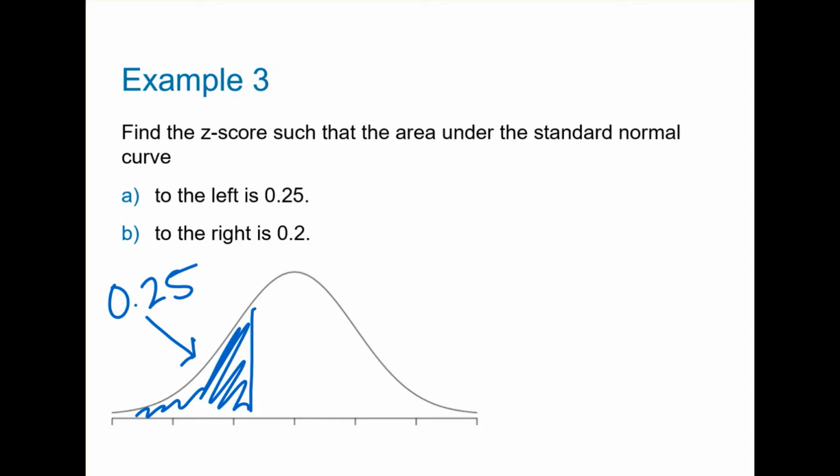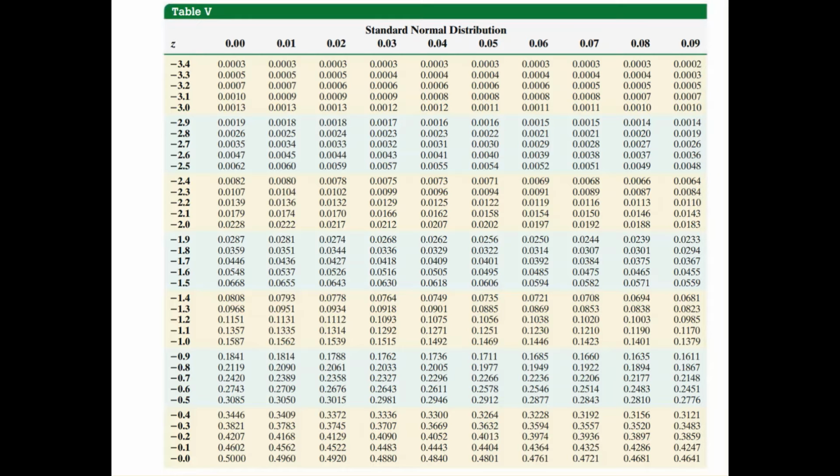So we know that the area to the left of a certain z-score is 0.25, but how do we find that z-score? We can find it using table 5, and we do that by finding a number close to 0.25 in the areas. We can also use StatCrunch. First, let's use table 5. Let's find the z-score whose area to the left is 0.25.